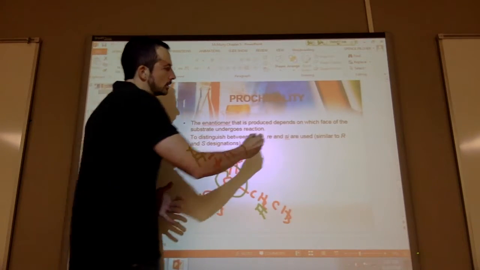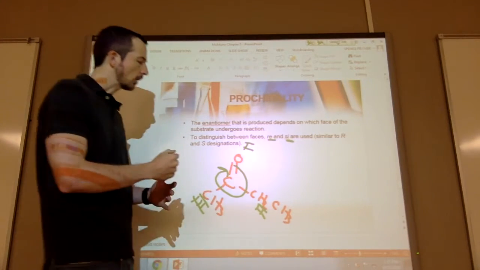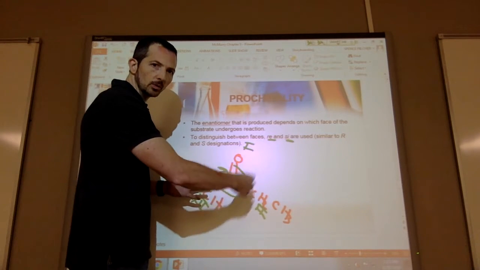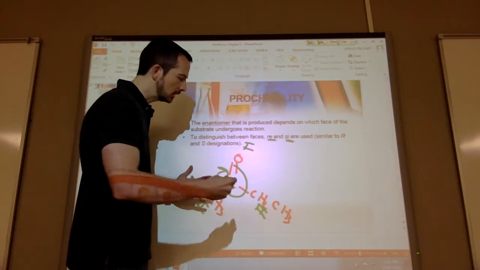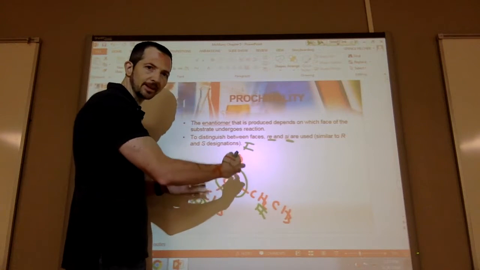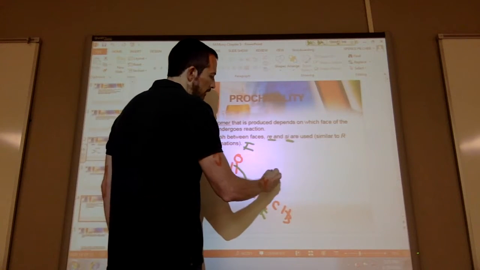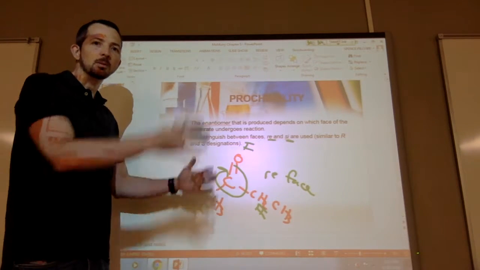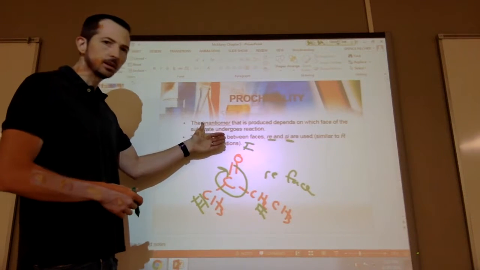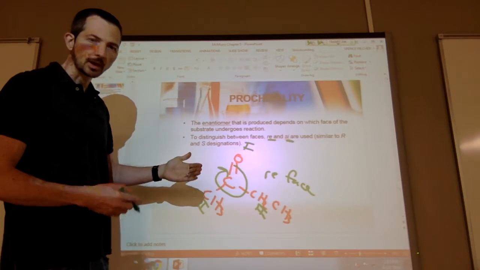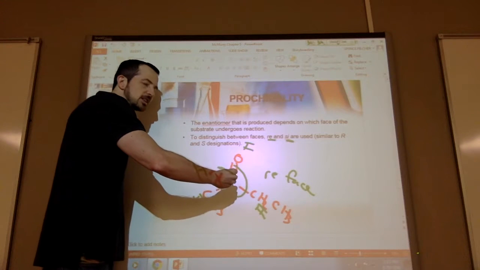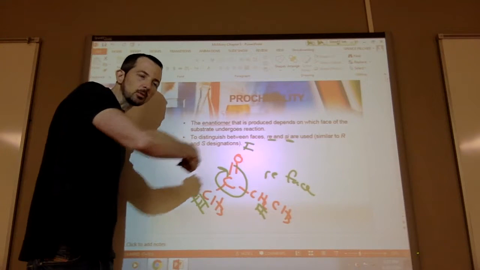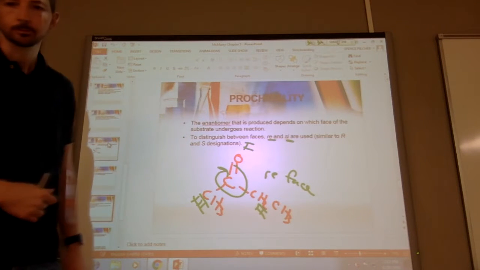Re and Si are similar to R and S designations. So I'm looking at it, and it goes clockwise from this side. So this front side that I'm looking at here would be known as the Re face. That means the opposite side, if I was on the opposite side, would be the Si face. So the hydrogen coming in and attaching from this side would be addition to the Re face. Going from the opposite side of the board would be the Si face.